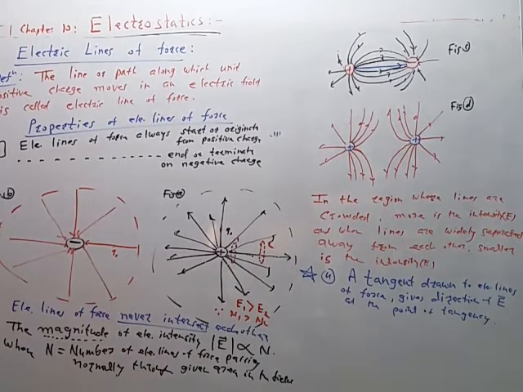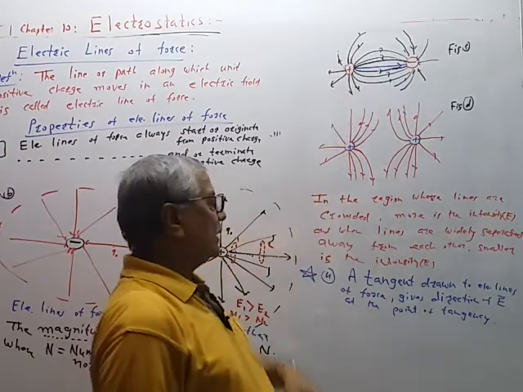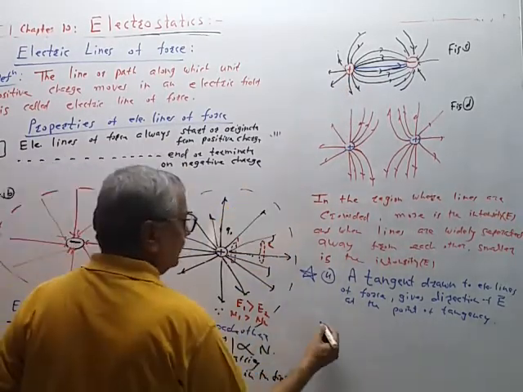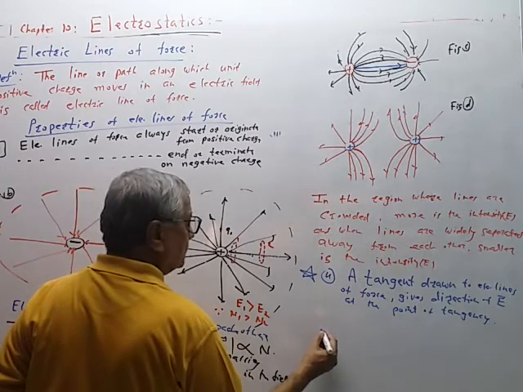Now how this direction is decided, that we have to see, and for that purpose you can consider any one of these examples. So I will use this example. This is a positive charge.